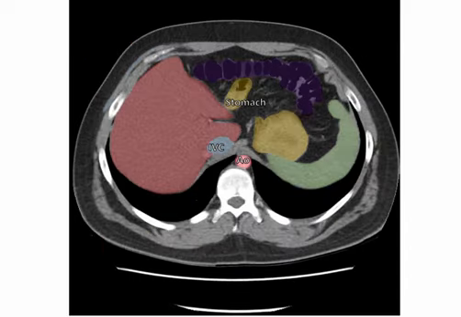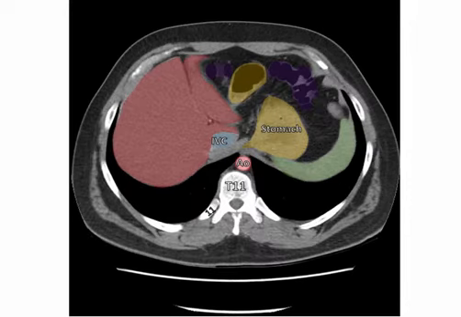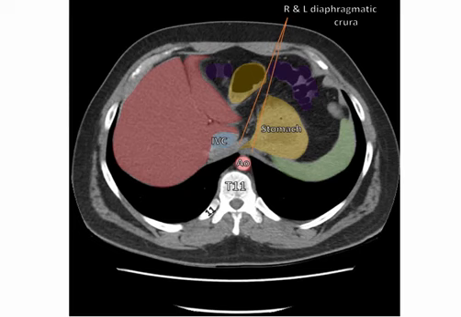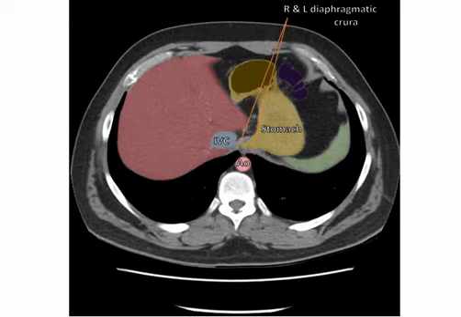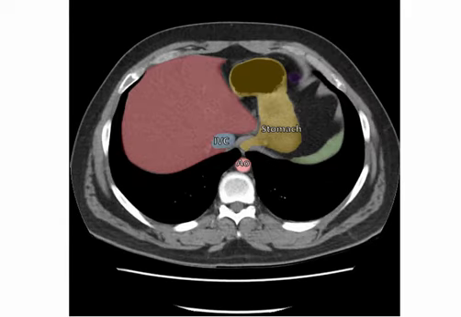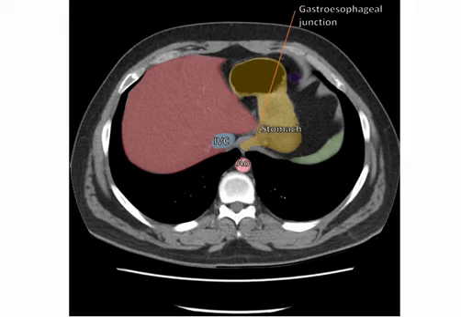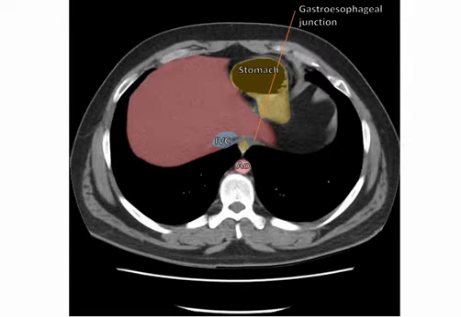As we move to vertebral level T11, we can start to see the right and left crura of the diaphragm and how the esophagus is beginning to penetrate the right crus. This is marking our gastroesophageal junction. The profiles of the abdominal organs are beginning to diminish as we begin to move through the diaphragm.